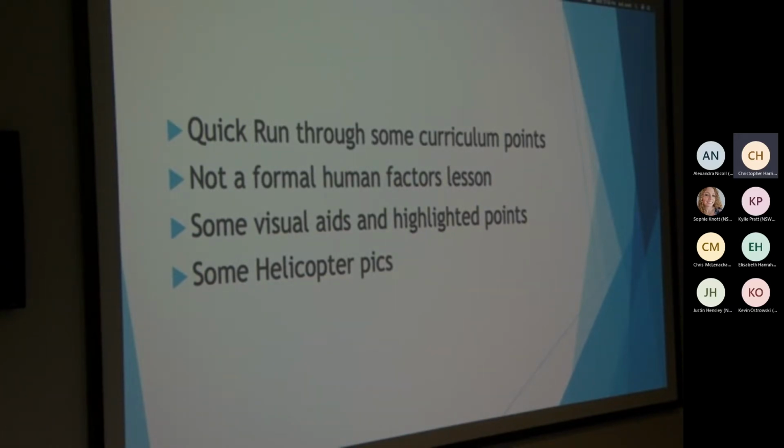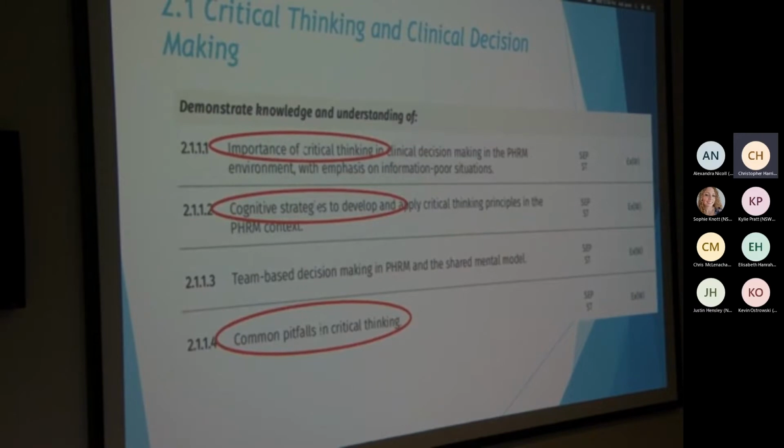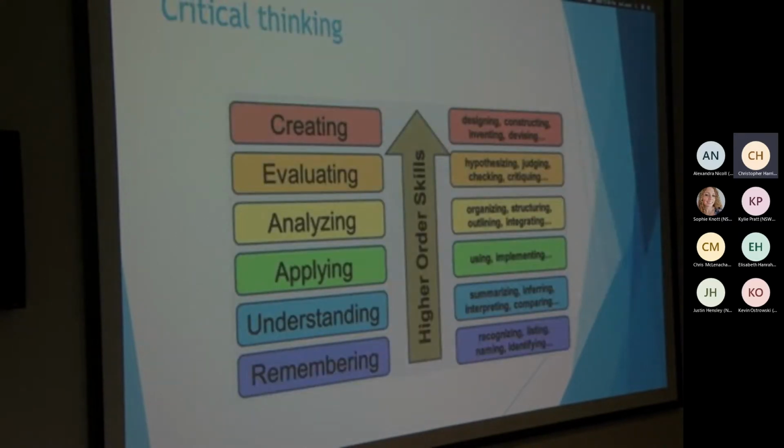So, some visual aids. I'm a visual learner. There's a lot of images, and I put a few helicopter pictures in there to make this a little bit softer. So, curriculum: there's a few domains in the curriculum. One of them is around critical thinking. These are the bits that I've circled, which I'm just going to quickly touch on: the importance of critical thinking, the cognitive strategies, and some of the pitfalls. Again, focusing this talk just on the curriculum.